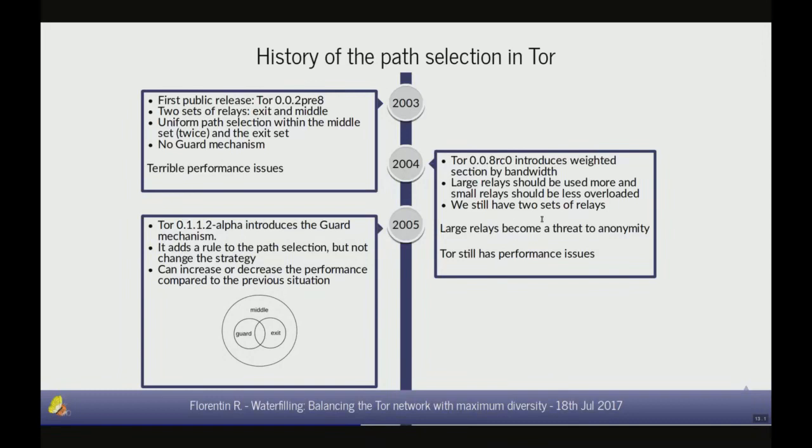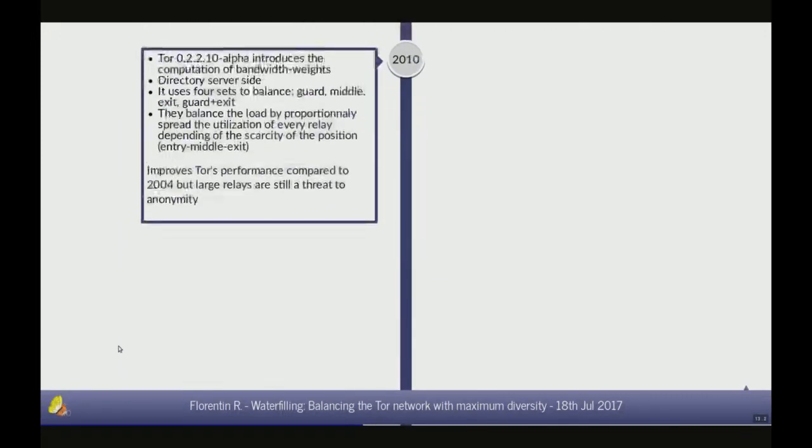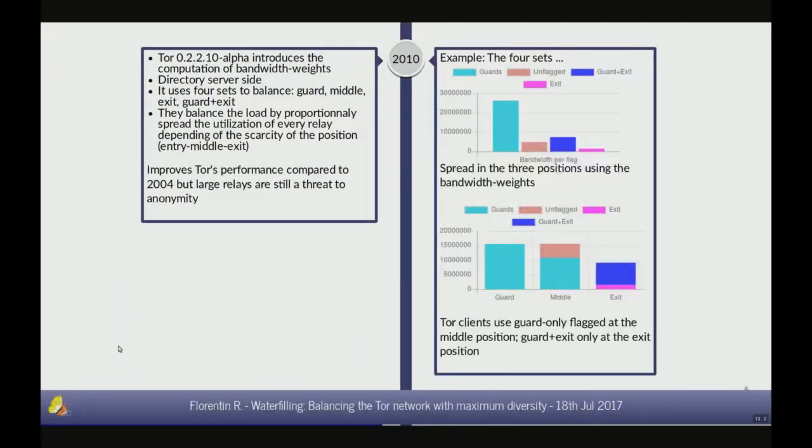Essentially, there's not much difference in the strategy of the selection, but we now have the fact that the entry node must be a guard. And essentially, what I want to show is the fact that now we have four sets instead of two. And these four sets are middle, guard, exit, and guard plus exit, being the introduction here. And these four sets are used in the current path selection strategy that consists, in fact, of the addition of bandwidth weights computations. And these bandwidth weights are used to balance the different positions of your circuits.